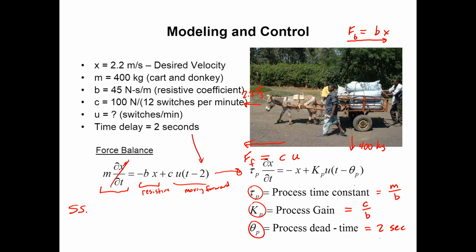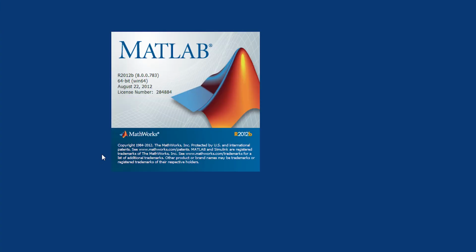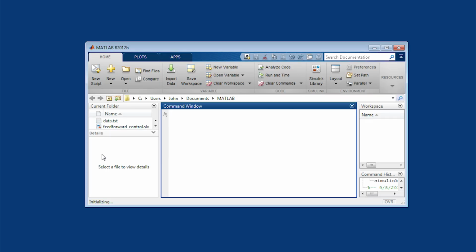So we have our process model from a first principles approach. Let's do a steady state analysis just to determine what U would be if we plugged in our X target of 2.2 meters per second. That's going to be 11.9 switches per minute that we should eventually get to achieve a steady state condition of 2.2 meters per second.